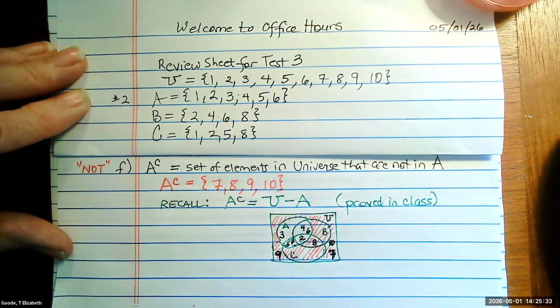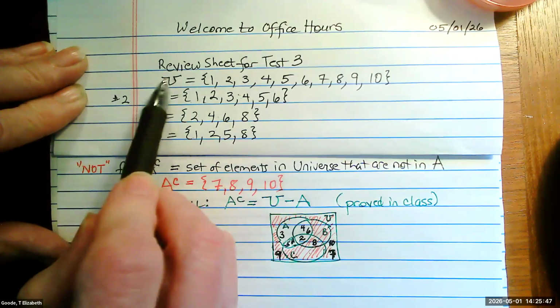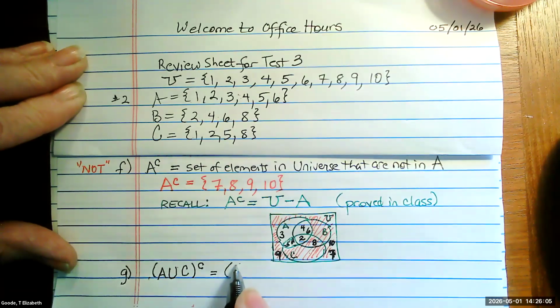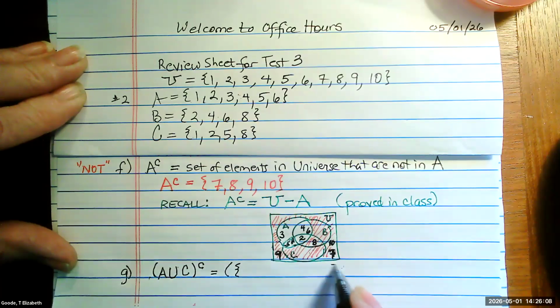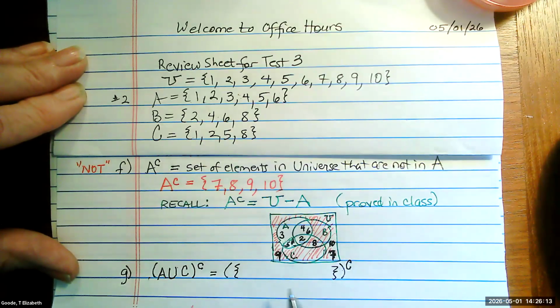Okay, great. And what's G? Let's pull G back up. G is going to be parentheses, A union C, and then outside of the parentheses will be a complement. Union is an operator, not a set. So the first thing we're going to do is find A union C, and once we find it, then we'll find what's not in there. So what's A union C?